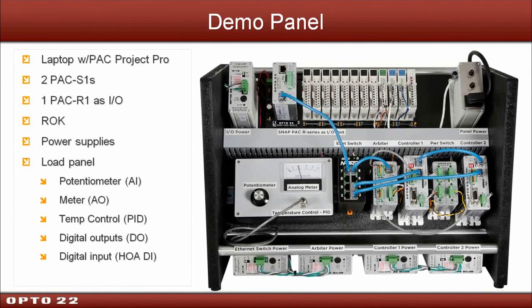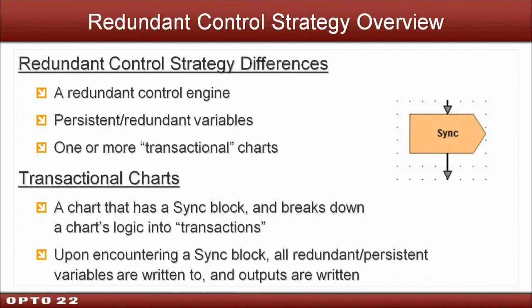So moving on in our presentation, let's talk about PAC Control and our redundant control strategy. Now, a redundant control strategy is very, very similar to a standard PAC Control strategy with these exceptions or differences. First, a redundant control engine is configured in the strategy, and I'll show you where that's done. Second, the redundant control strategy has persistent redundant variables. Again, I'll explain that when I show you PAC Control. And third, the control strategy has one or more transactional charts.